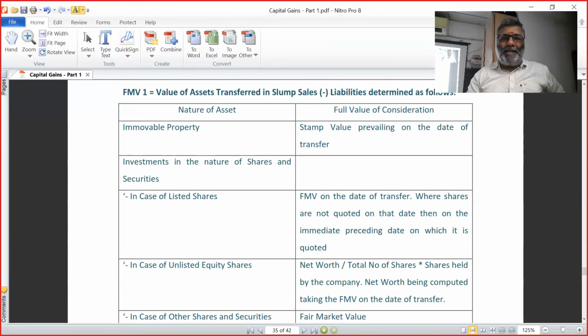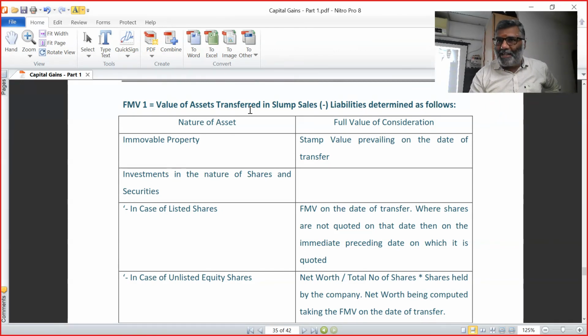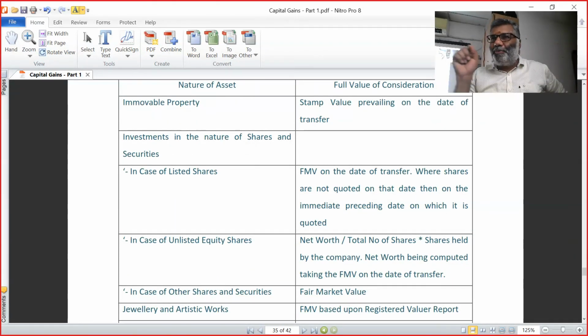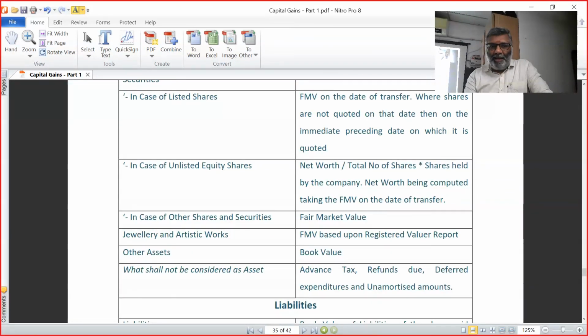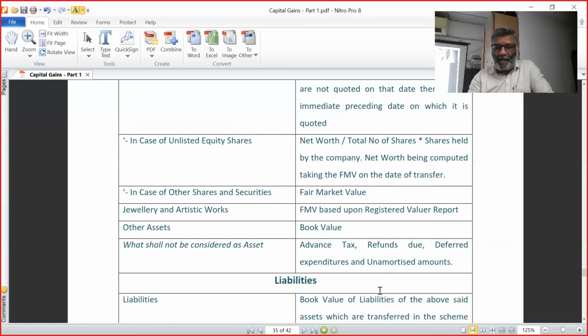Good understanding. What is FMV1? Value of assets transferred minus liabilities, determined as follows. Immovable property, I will take the stamp value. Investments, listed: I will take the FMV on the date of transfer; if there are multiple FMVs, whichever is higher. Where shares are not quoted on that date, then the immediately preceding date. Unlisted equity shares: proportionate net worth. Other shares and securities, preference shares, debentures, all those investments, FMV. Jewelry and work of art, FMV. Other assets, book value.